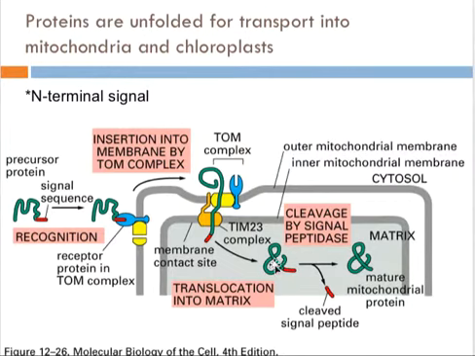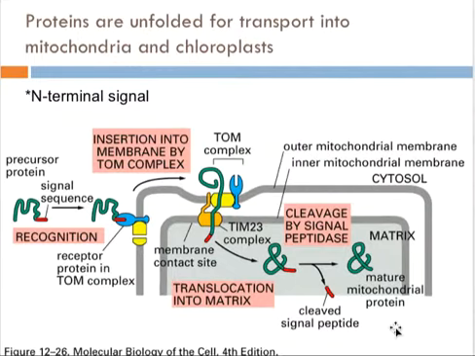Now, once it moves into the matrix, you're going to have the overall folding take place, and it will usually lose that import signal sequence. So we'll have a signal peptidase that would come and cleave that off. And now we have a mature mitochondrial protein here.